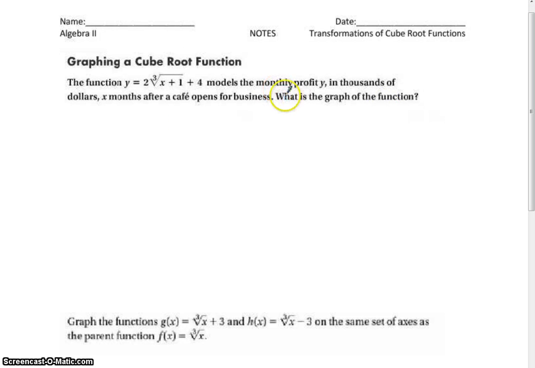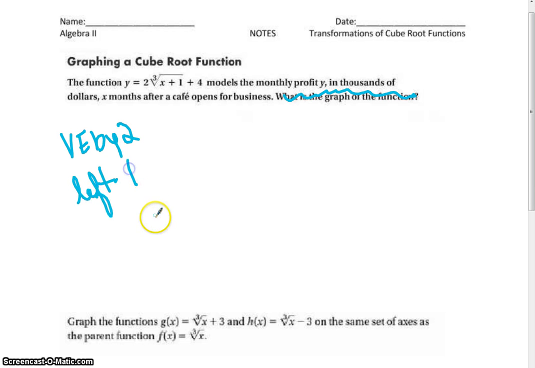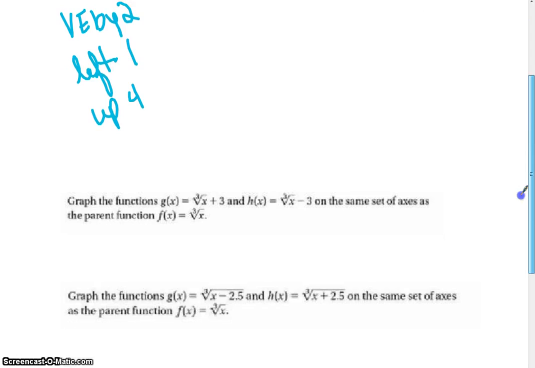So I'm not really worried about what the graph is. I just want you to look. I don't care that they're talking about a cafe or whatever. I'm worried about the numbers and what's going to happen to my graph. One thing at a time. This 2 is going to be a vertical expansion by 2. The x plus 1 in there is going to make it go to the left 1. And then the plus 4 at the end is going to make it go up 4. So all I want you to do on this is just list the transformations.